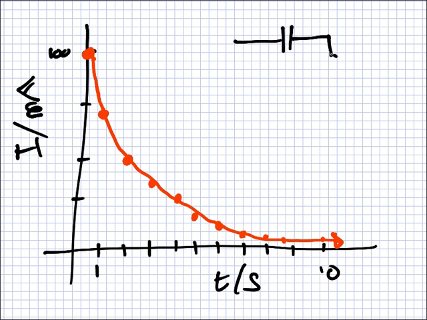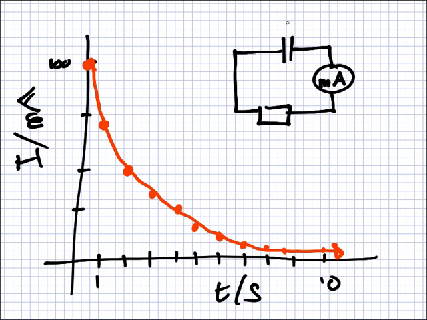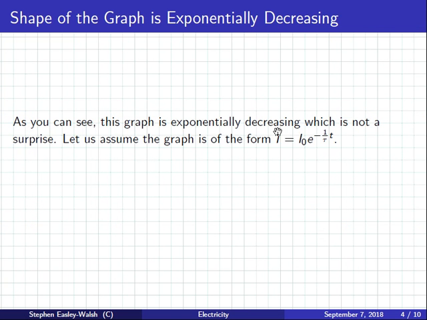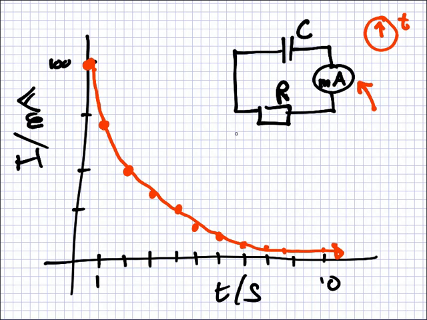capacitor, we draw a milliammeter, we draw a resistor, and this is called an RC circuit. And if we were to measure the current against the time, so if there's some clock here, we would get a graph that looks like this. Okay, and the name of this graph, Ben, is exponential.